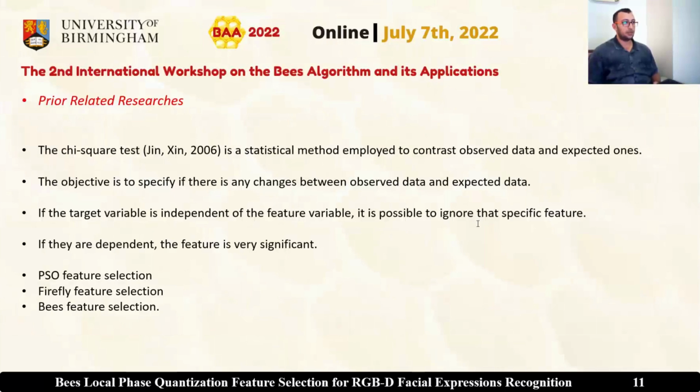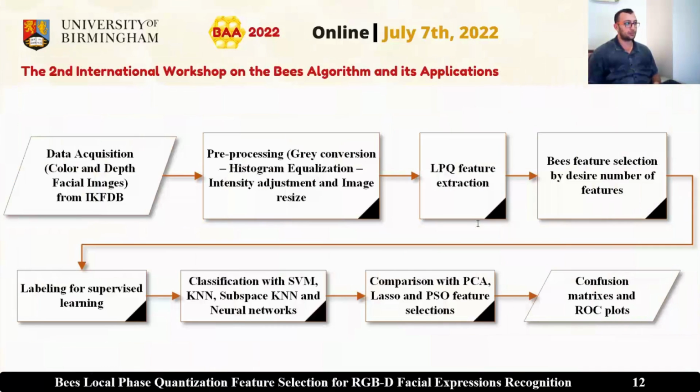The chi-square test by Jin 2006 is another feature selection method, a statistical method employed to contrast observed data and expected ones. The objective is to specify if there is any difference between observed data and expected data. If the target variable is independent of the feature variable, it is possible to ignore the specific feature. If they are dependent, the feature is very significant, so it will be chosen. Inspired by feature selection, these algorithms are the best.